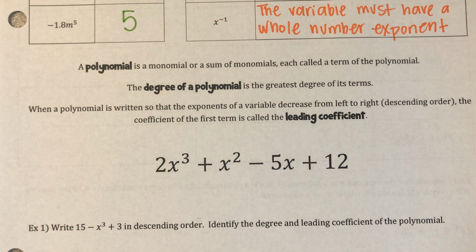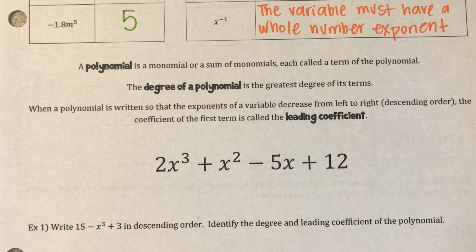The degree of the polynomial is the greatest degree of its terms. And when a polynomial is written so that the exponents of a variable decrease from left to right, we call that descending order. The coefficient of the first term is called the leading coefficient. Okay, so let's talk about some of this vocabulary here.